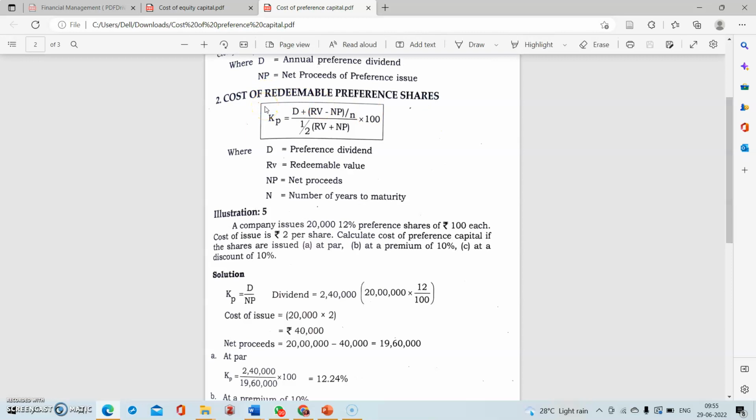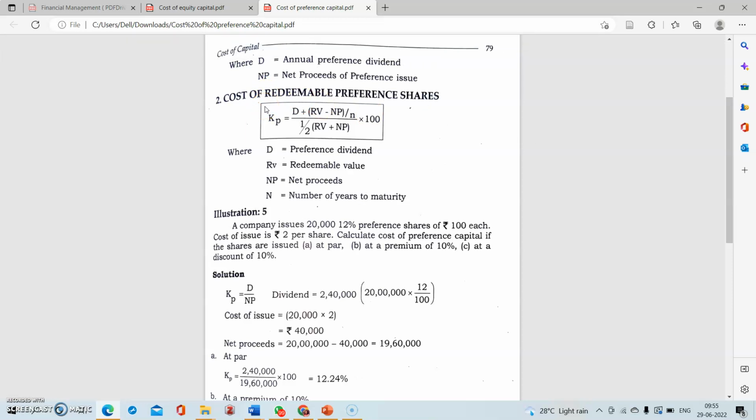And next is the cost of redeemable preference shares. Those shares are redeemable, that is, after a certain period of time, you're going to repay that. That is why they are redeemable preference shares. In that case, what they are getting back is not just the dividend, but also the difference between the realizable value or redeemable value. Redeemable value means when you are going for redemption, what you get back. Suppose 100 rupees preference shares, you are getting back 110. That is redemption at premium. Then redeemable value is more.